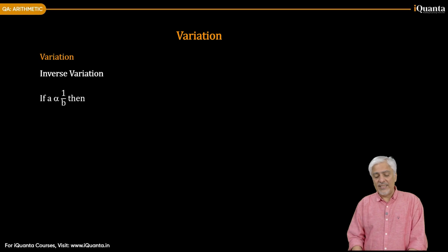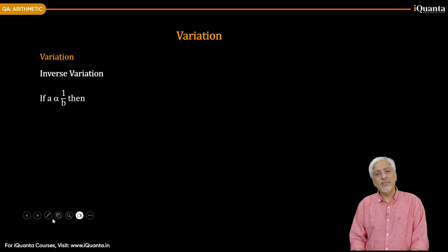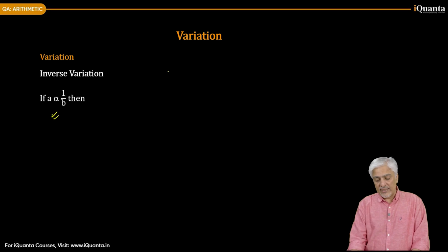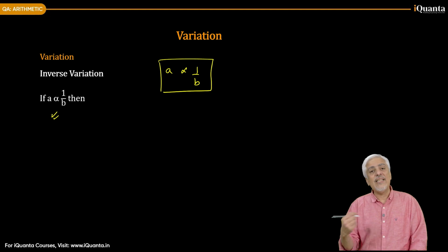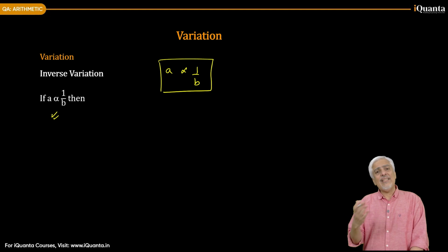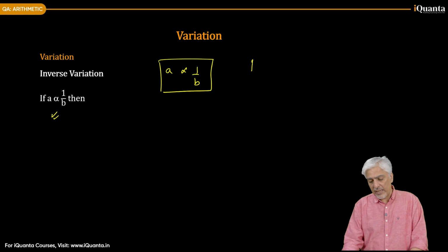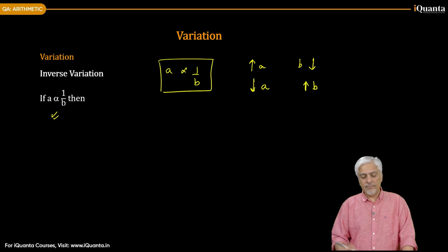Let's move to the next part, inverse variation. What is inverse variation? When I write it this way, I mean A varies as 1 upon B. This is read as A varies inversely as B. Exactly the opposite is happening. That means if A increases, then B will have to come down, and if A decreases, B will have to go up, right?